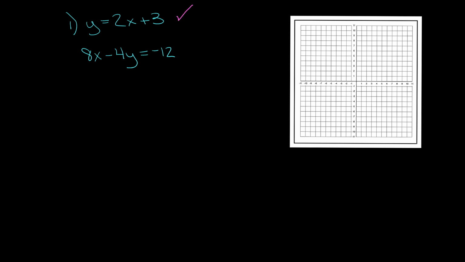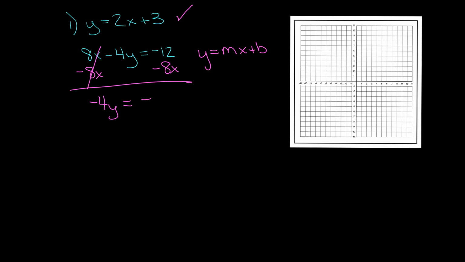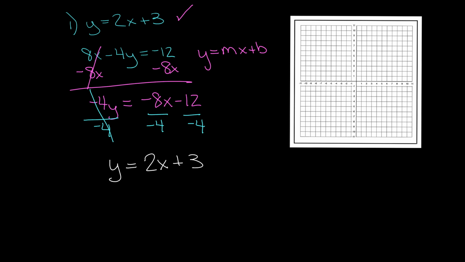The second one, we have to get in the form y equals mx plus b, which is slope-intercept. To do that, I'm going to subtract 8x from both sides, and I would get negative 4y equals negative 8x minus 12. Then I'm going to divide both sides by negative 4. When I do, I get y equals negative 8 divided by negative 4, which is a positive 2x. Then negative 12 divided by negative 4 is positive 3.